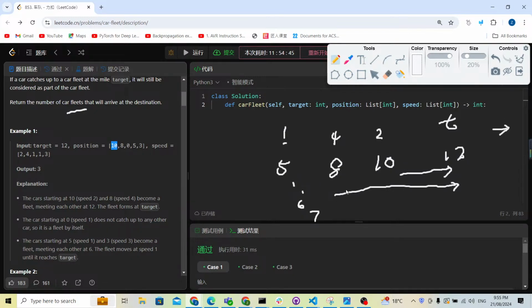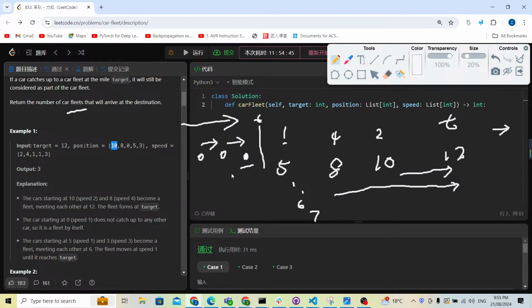But exactly how can we solve this problem? No matter how it goes, all the cars will go in one direction. It will always go to the right, but the speed is different. For the first car, the speed is slower, and it reaches the target. But for the second car here, the speed is faster. Before they reach the target, the first car is slower and the second car is faster, so maybe they will meet at this position, just before the target. So those two cars will become a fleet.